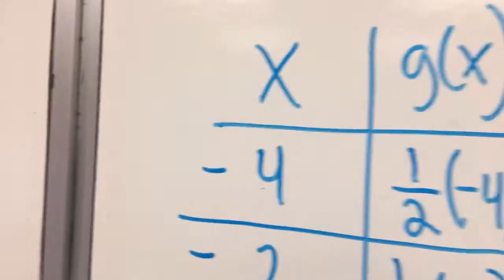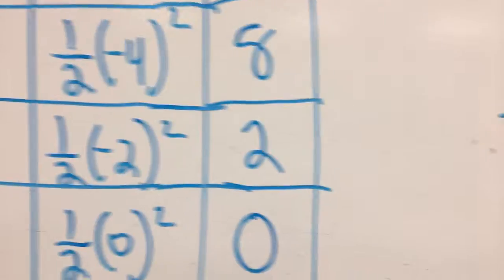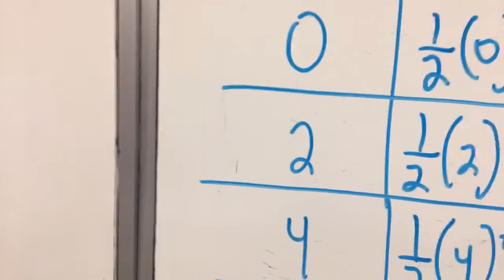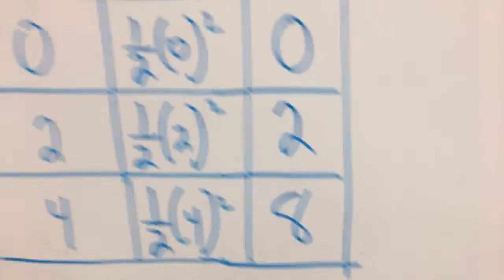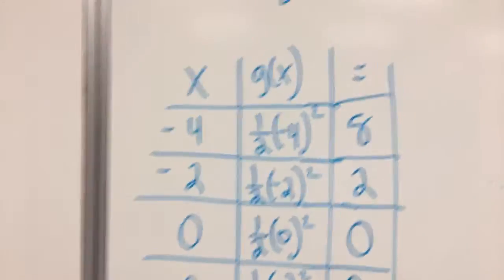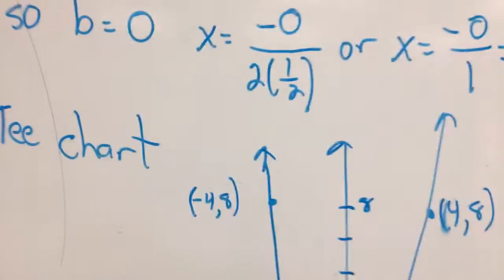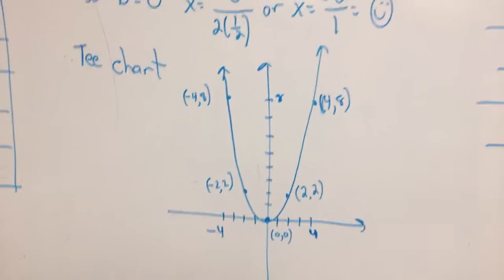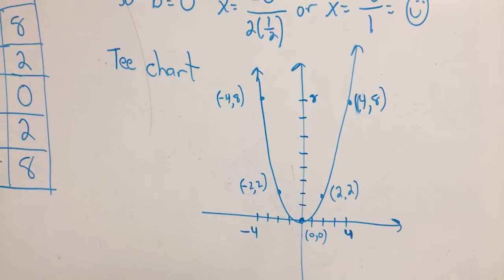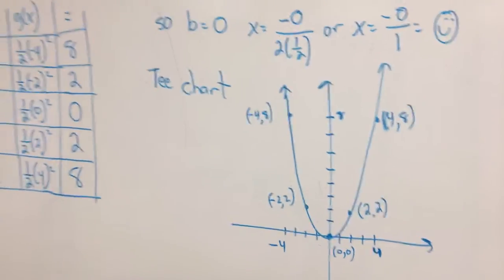Okay? So when x is negative 4, y is 8. When x is negative 2, y is 2. When x is 0, y is 0. When x is 2, y is 2. When x is 4, I get an 8. Notice the symmetry. Look at that. Negative 4, negative 2, 0, 2, and 4. And look at that. 8, 2, 0, 2, and 8. Well, if you graph that, sure enough, you will see it looks like that. Okay? Now, that wasn't so scary, was it? Of course not. All right, let's move to number 3.